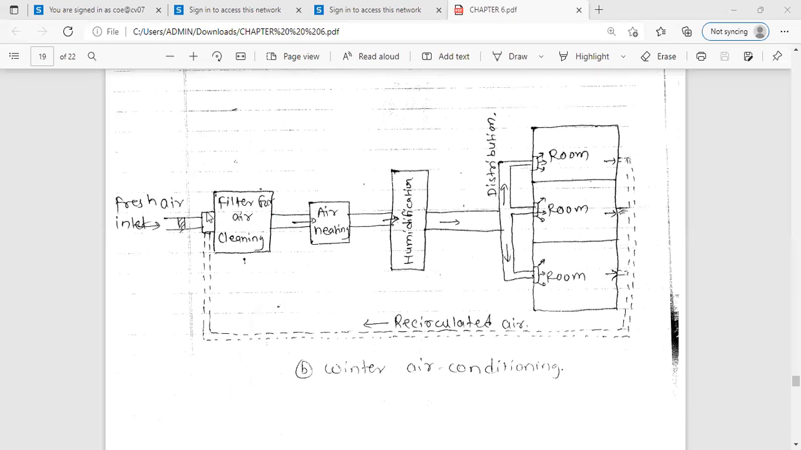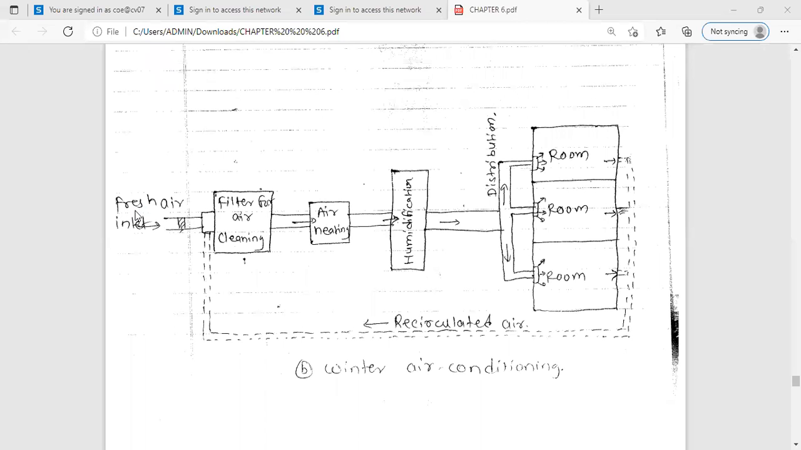Okay, here, whatever fresh air is there in the atmosphere, we have to get it first, and then send it to the filter unit, so that whatever impurities are there we will be able to remove. Then the fresh, or pure, air we are going to supply to the air heating, because the temperature of the outside air is less, so we have to increase its temperature, which means we have to go for air heating.